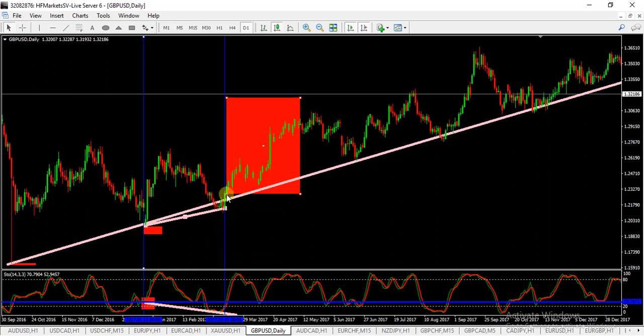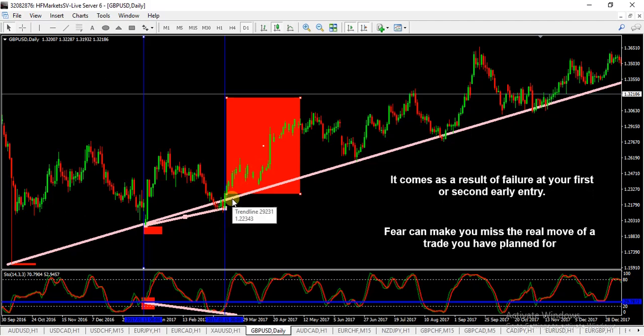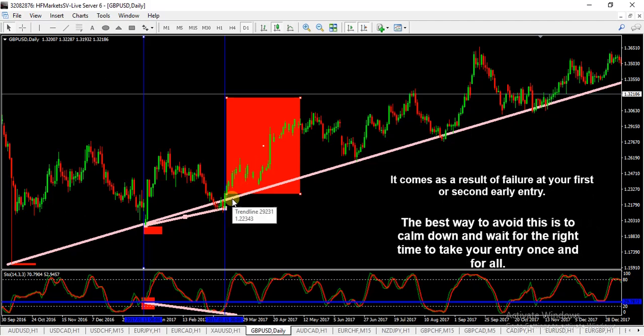And the next time you would have seen something like this, the real opportunity to enter this market, maybe fear would have entered your body. You would have been scared of entering it again. And if you allow fear to overrule you at that moment, you would have missed the real move. So avoid too much early entry so that you will not easily be afraid of taking the real trade.